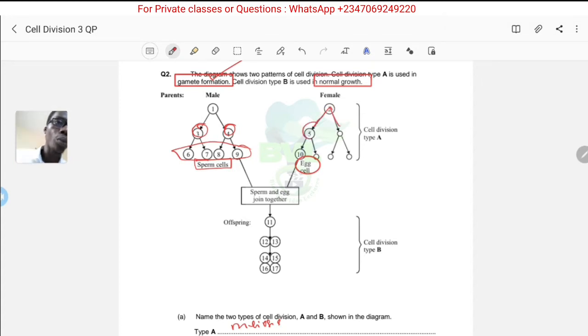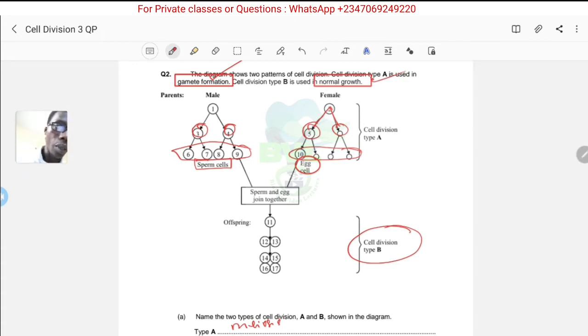One cell gives rise to daughter cells. Each of the daughter cells then divides again, giving rise to 4 daughter cells. So that's why we say it is meiosis. For type B, it is mitosis, because it's for growth. It tells you here, for growth. I got this big over the years because of mitosis.